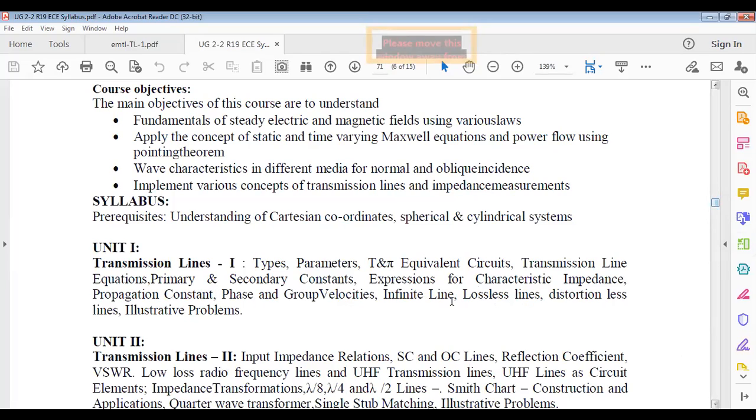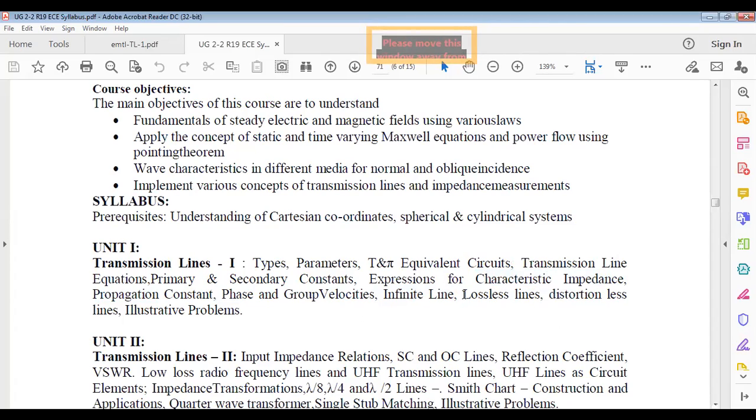Okay, infinite line. When the transmission line is terminated with a characteristic impedance Z naught, meaning we close the second end with the characteristic impedance, that line acts as an infinite line. Remember that point. We will go through these concepts again in a later section.